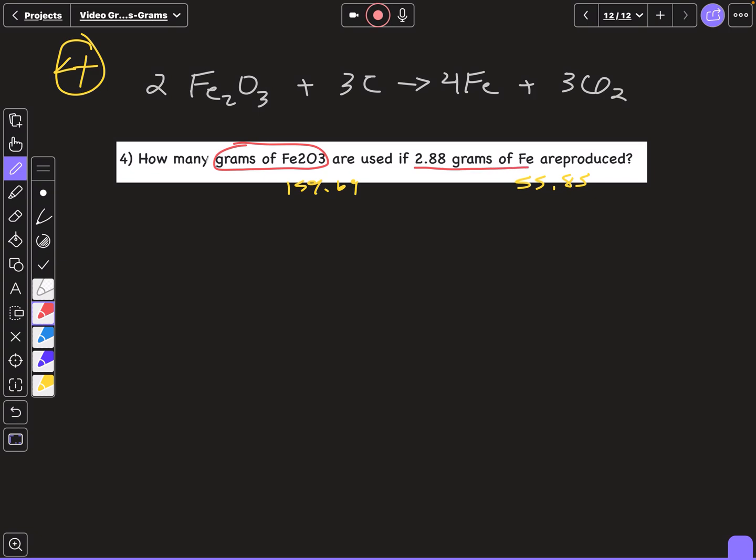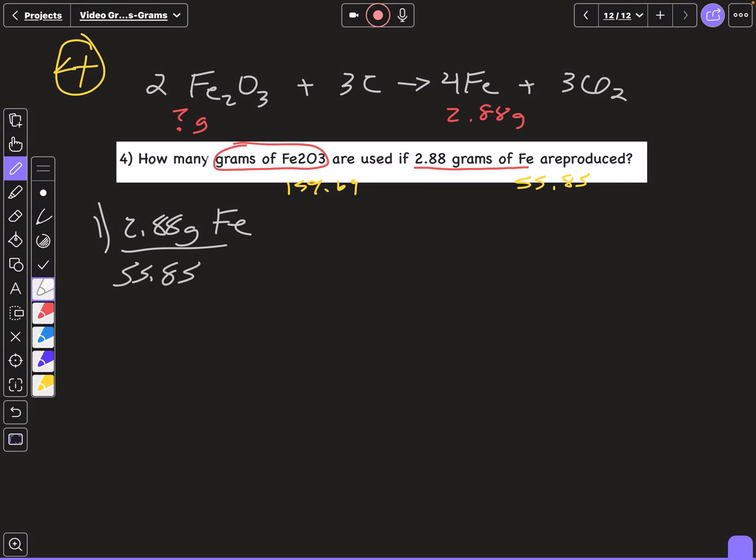2.88 grams of Fe is telling me, if I got 2.88 grams of this, how many grams of Fe2O3 were used? So it's a grams problem. It's going to be 3 steps. My first step, simply convert to moles. I'm given 2.88 grams of Fe. I need to find the number of moles of that. So I divide by the molar mass of Fe. If I look on the periodic table, the molar mass of Fe is 55.85.